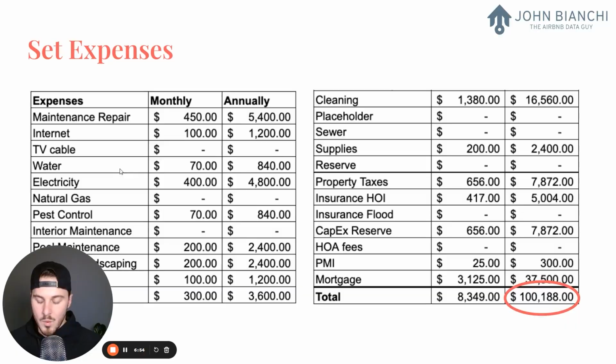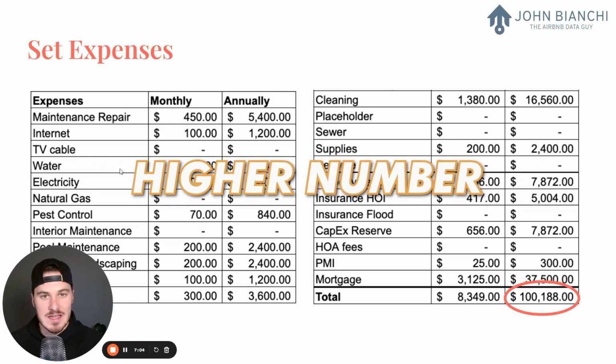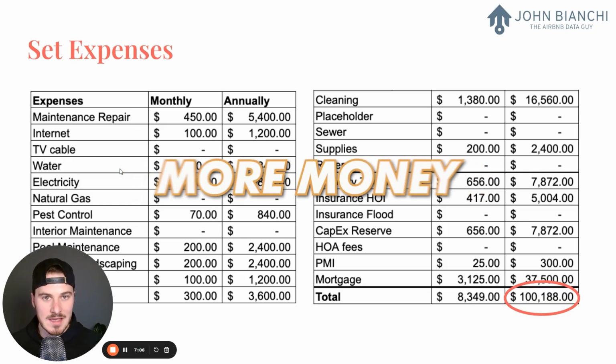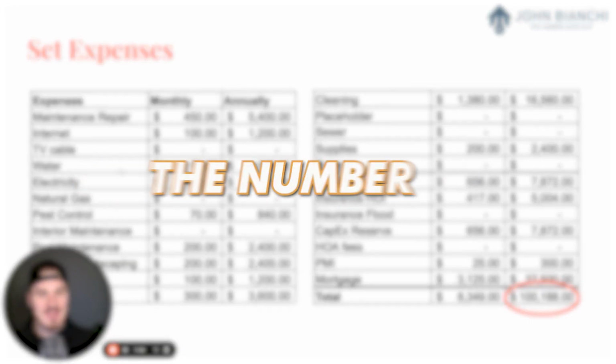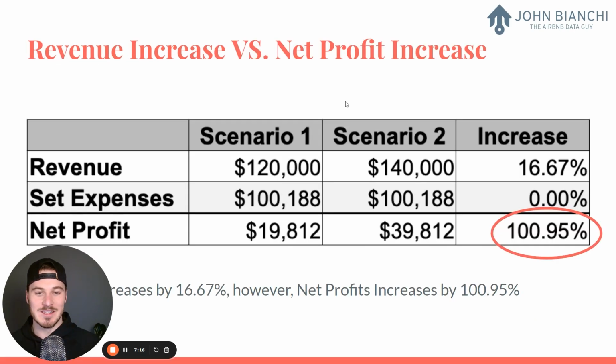And so what you want to try and do is, because you have these set amount expenses, you want to try and make as much as you possibly can above that set amount of expenses. The higher you can get that number, the more money you end up making. But the trick is, how do you get the number higher, right? And that's what I do for a living. That's literally all I do, is try and figure that out, right? So let me show you this quick little example here, right?